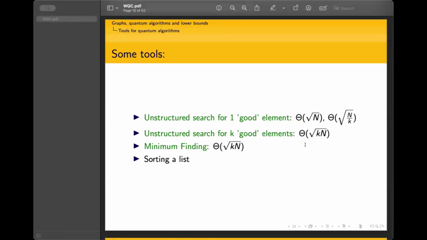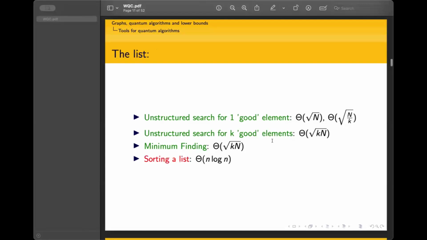Okay, and then minimum finding. Similarly, if you want to output k minima of your function, then by the same token, basically via Grover search, you need this number of steps, and all of these provide a quantum speedup over their classical counterparts. So classically, you cannot do these tasks so fast.